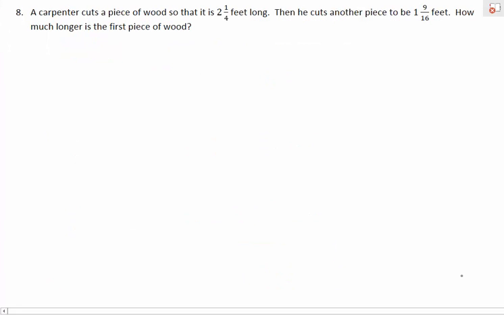Number 8. The carpenter cuts a piece of wood so that it is 2 1/4 feet long. He then cuts another piece to be 1 9/16 feet. How much longer is the first piece of wood? So how much longer indicates a subtraction? 2 1/4 minus 1 9/16.